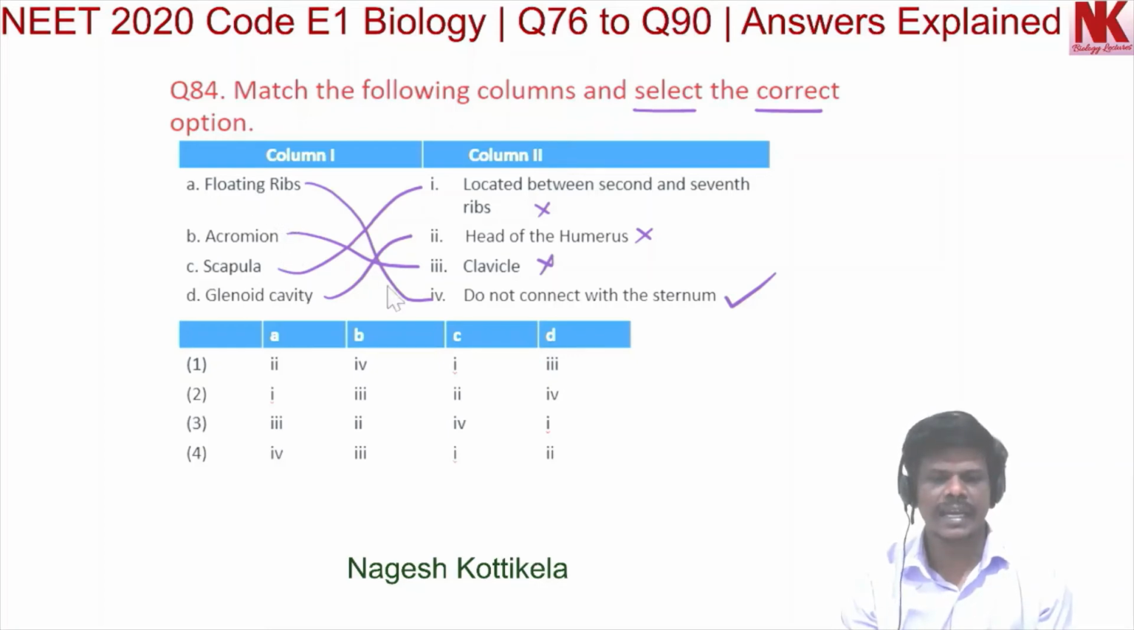So A is 4 among the given options, it is here. Acromion is third option, it is here. Scapula located between second and seventh ribs, first option. And glenoid cavity, head of the humerus, 2. So here option 4 is the most appropriate option.